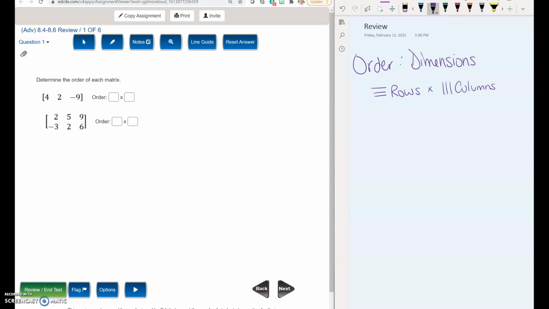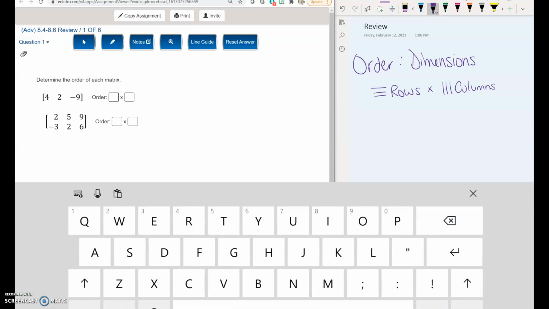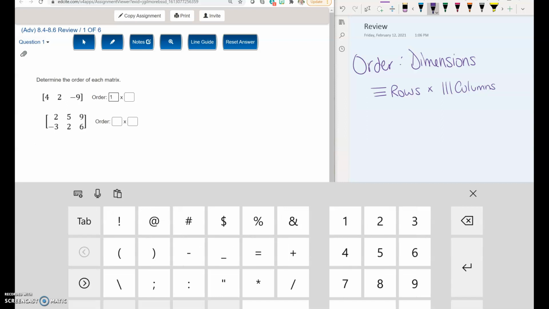So this first one is only one row. So you would type in one row. And it is 3 columns. The next one is 2 rows by 3 columns.